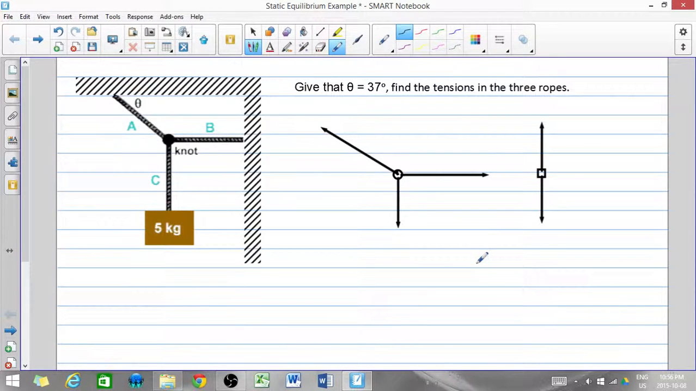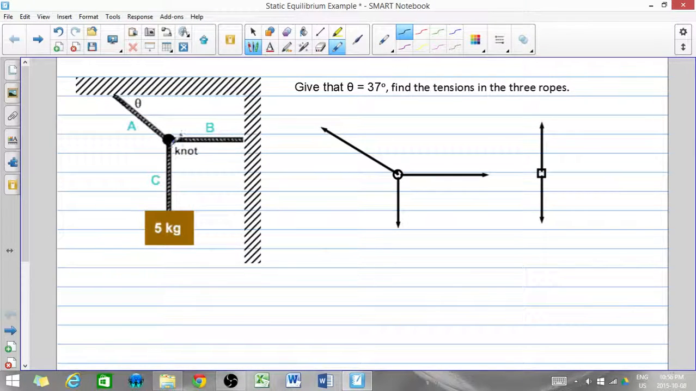In this video, I'm going to take you through a very typical sort of static equilibrium problem. Static equilibrium meaning everything is stationary, and according to Newton's first law, therefore all the forces are balanced. You need to begin always with free body diagrams of your situation.